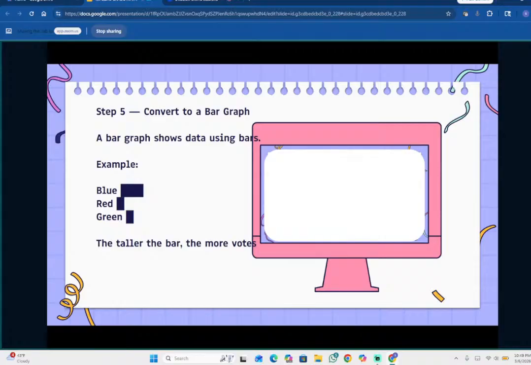Convert to a bar graph. A bar graph shows data using bars. Usually you see a vertical one, but in this case, this is a horizontal bar graph. The bigger the bar, the more votes it has. So you can see blue has the biggest bar. Therefore, blue has the most votes. Red has a smaller bar, and it's equal to green. Since the sizes are equal, we know they have the same number of votes and it's less than blue. So this is a common way of showing data.